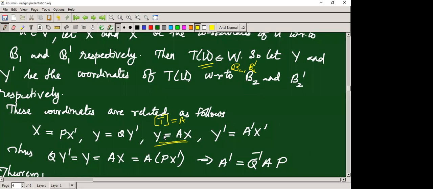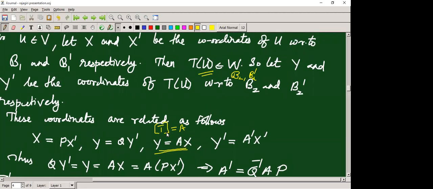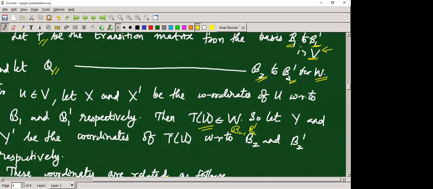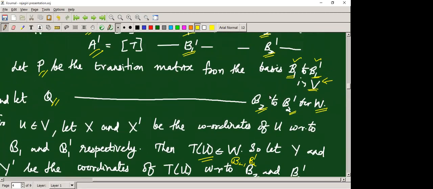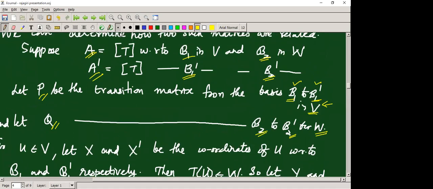So A is the matrix of T with respect to B1 and B2. And A dash is the matrix of T with respect to B1 dash and B2 dash. So what is Y?